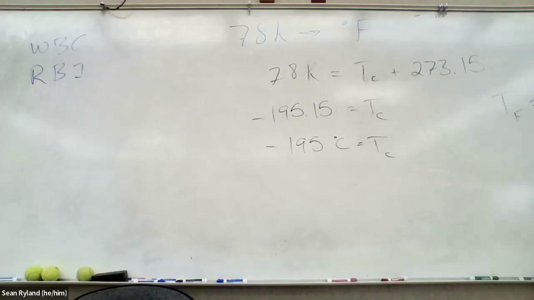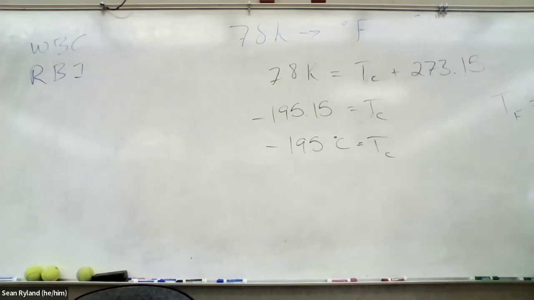1.8 times negative 195 gives us what? Who's got a calculator out? That's the answer before you add the 32 to it. Negative 351. So now before we can add the 32 to it, we have to round it to 3 sig figs again. And then that's an exact number again. So we'll keep it to the ones place.